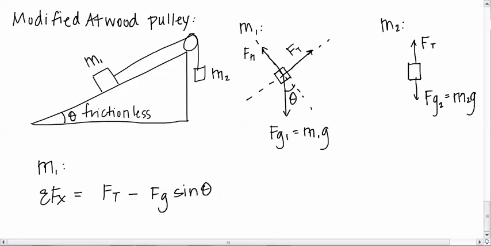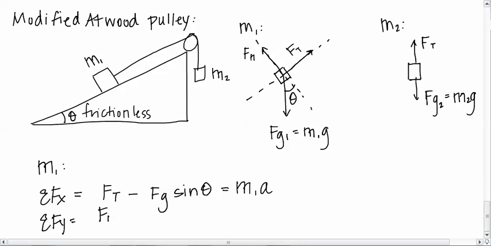I always think of sine as on the slide: sine, slide. I don't know, they both start with S. Okay, equals M1A actually.